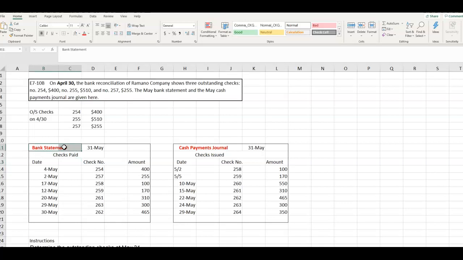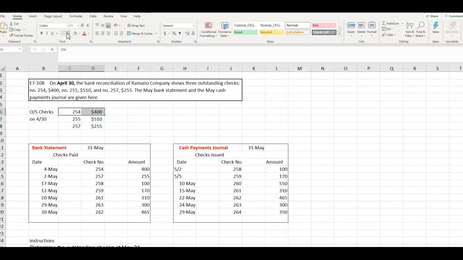This is the bank statement on May 31st. This is our cash payments journal for the month of May. And here are the outstanding checks that we had at the end of April. So outstanding checks in April, we had check number 254, 255, and 257 for these amounts. So we're going to look for those.